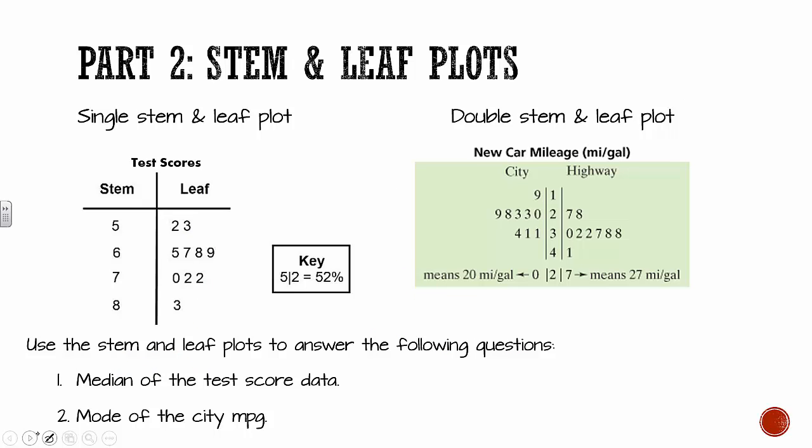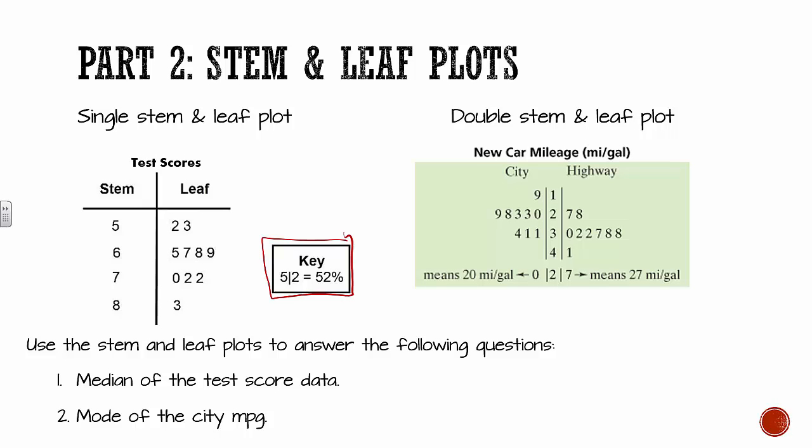All right, so let's talk about our stem and leaf plots. There's two different kinds of stem and leaf plots. You can have a single stem and leaf plot or a double stem and leaf plot. A single one only compares one set of things. So in this case, this is test scores. And a good stem and leaf plot should always have a key so that you can read it. So 5-2 means somebody got a 52%. Somebody got a 53%. 65, 67, 68, on and on.